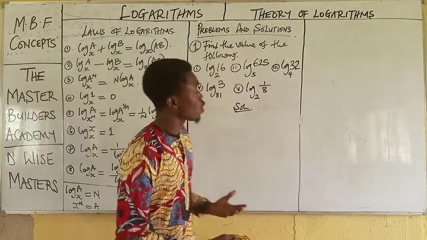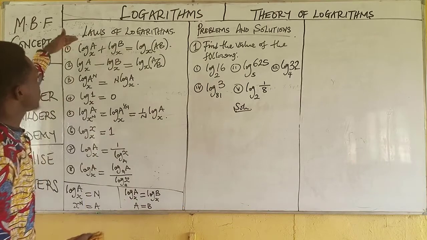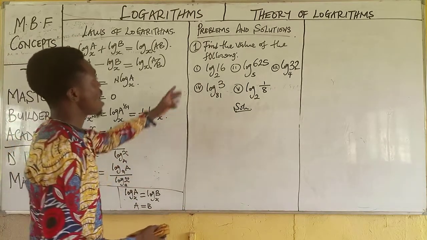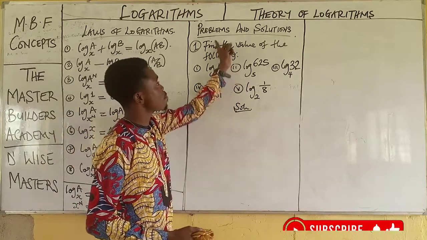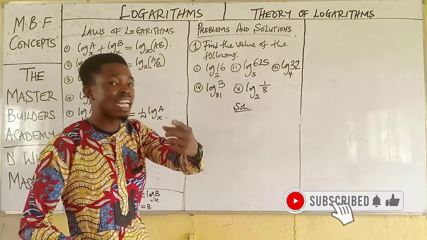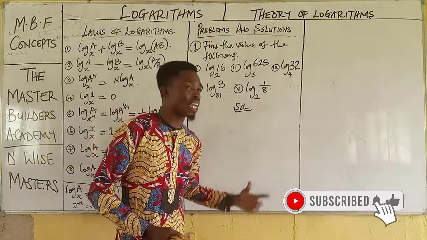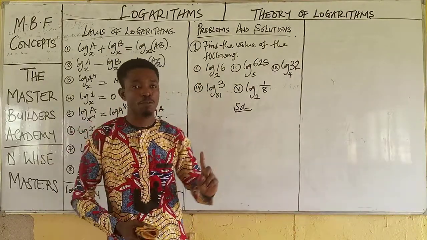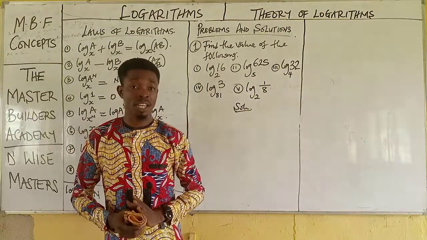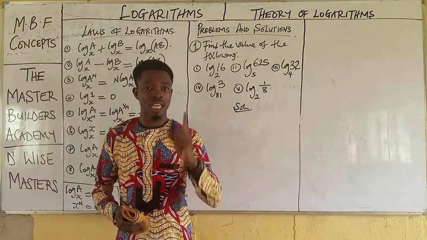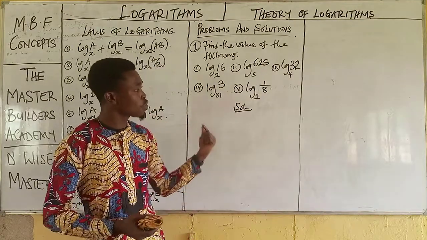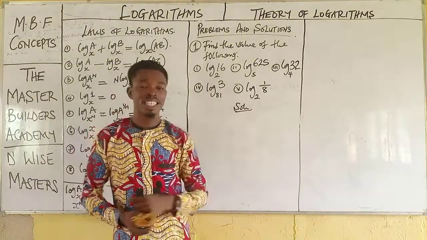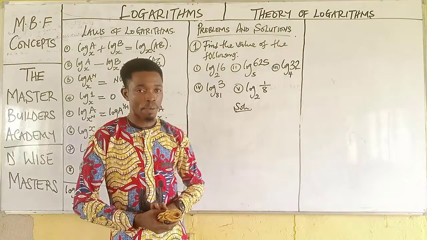Okay, so on the board, we still have the laws of logarithm here on this first part of the board, while at the middle, we have problems and solutions. You find out that these problems here will require us making use of one or more of these principles that we have. So these laws of logarithm, we make use of those laws in solving these problems that we have on the board.